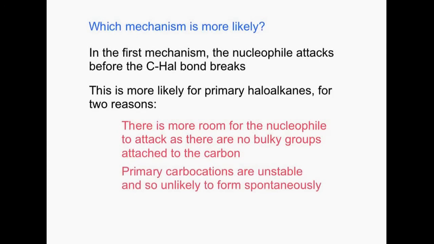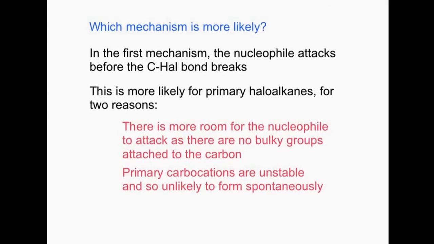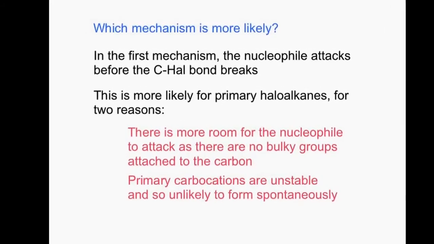Primary carbocations that would form if you were to break the carbon-halogen bond without the nucleophile attacking, they're not very stable. They're very unlikely to form on their own. So if you leave a primary halogenoalkane, it's highly unlikely that the carbon-halogen bond will break of its own accord.